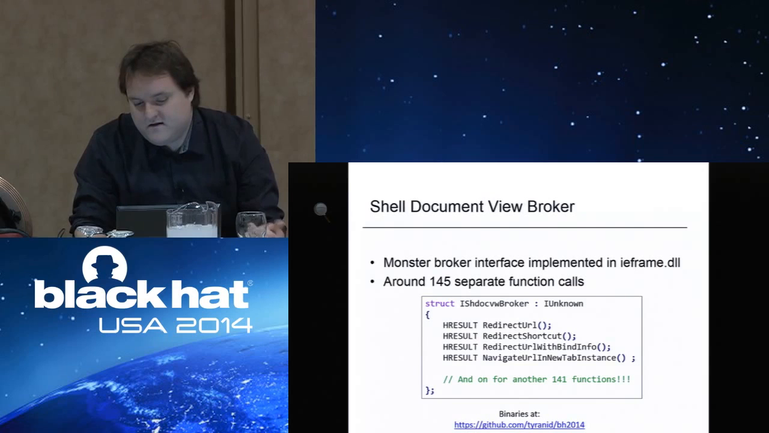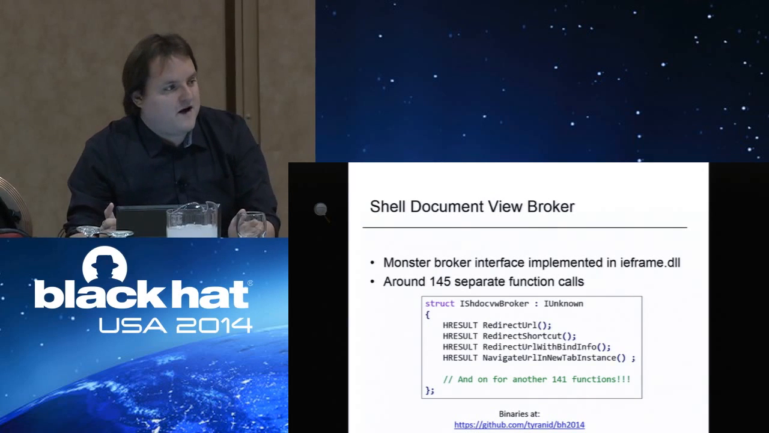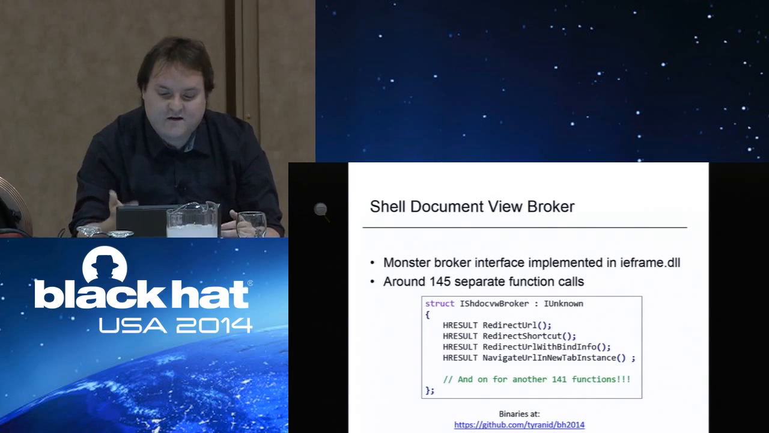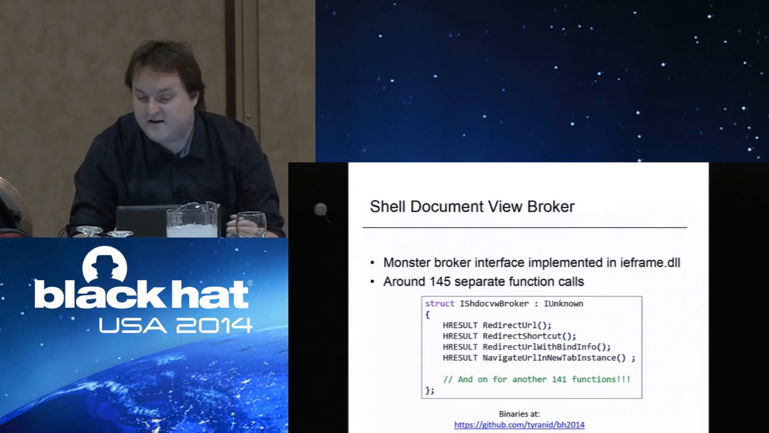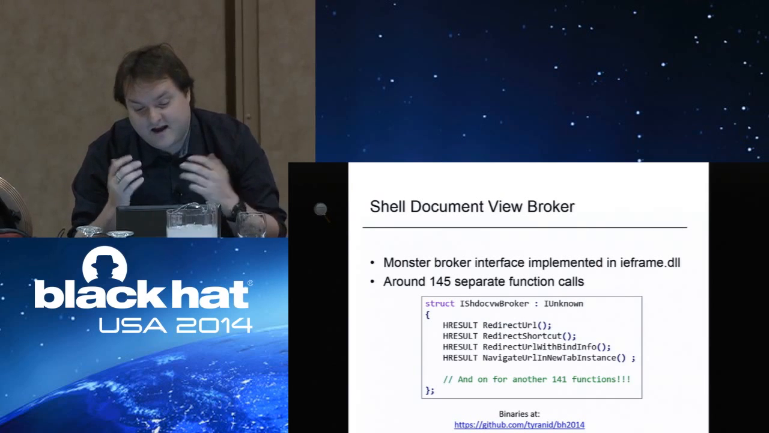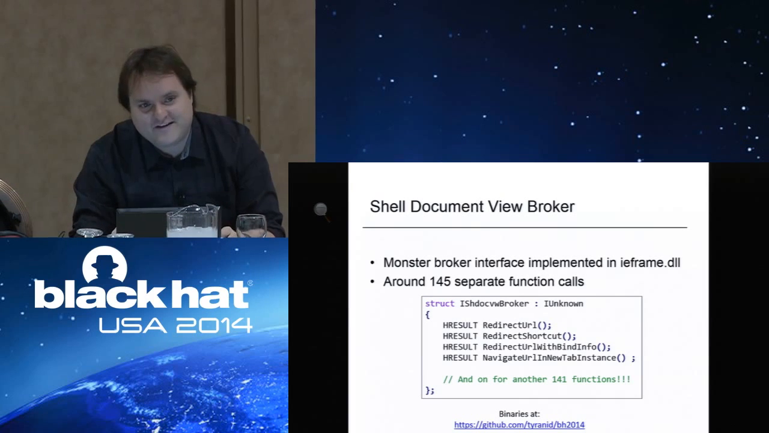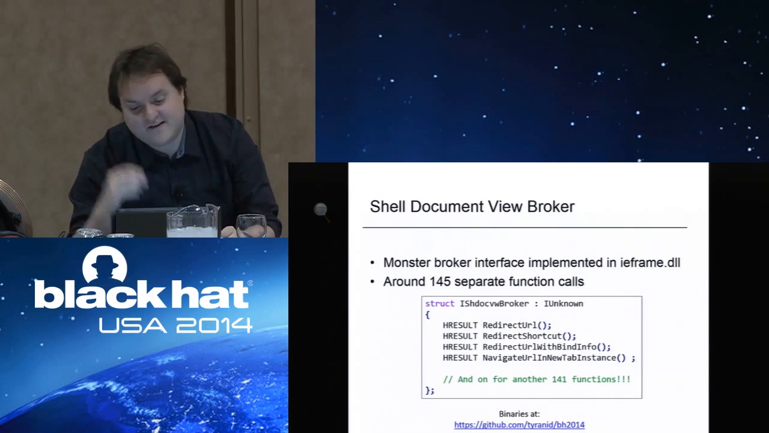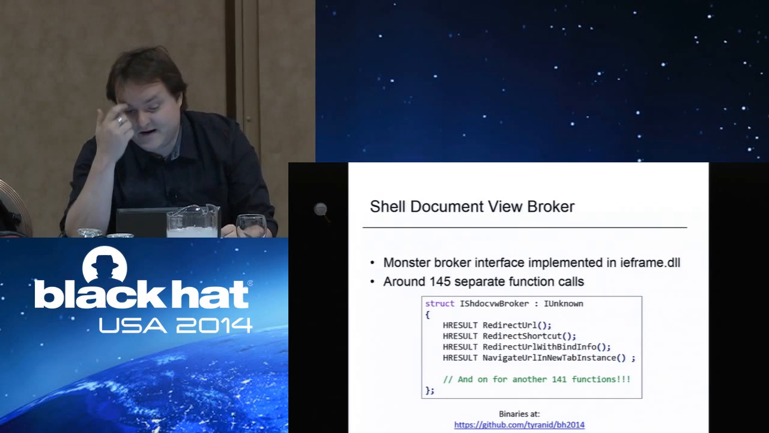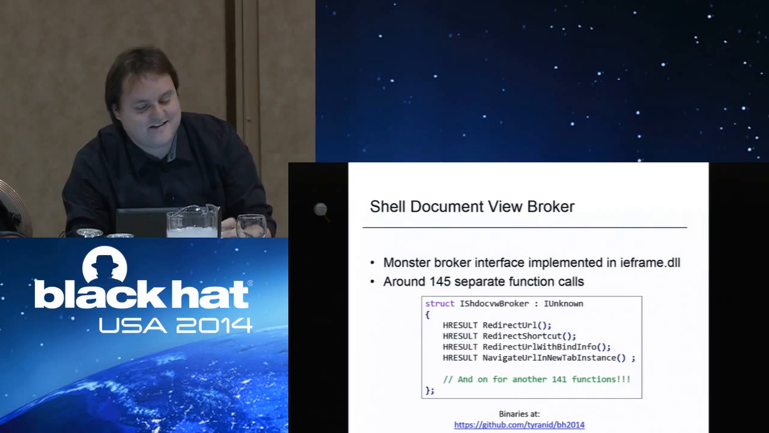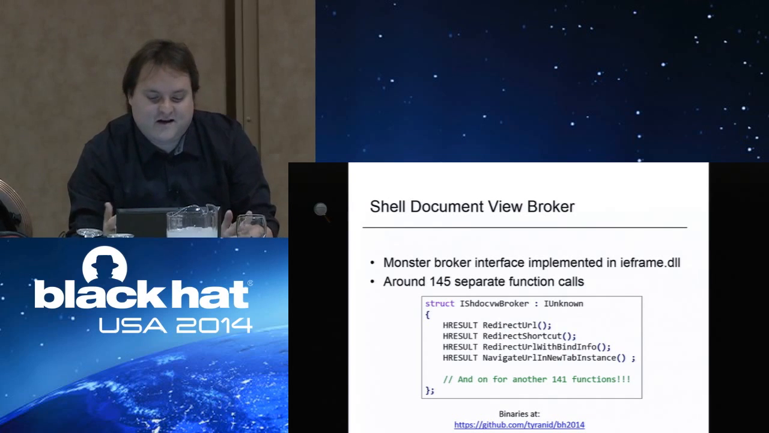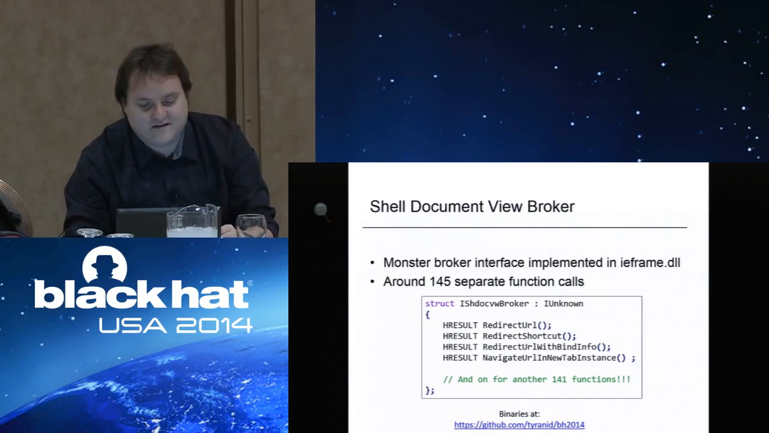So the main reason I wrote my little script to dump the interface is because one of the first things I saw was this shell document view broker. The interface contains around 145 functions. Now that's far too many functions to be manually typing into anything. So obviously I wrote a quick script to dump it. And in my opinion, 140 odd functions seems too many to be a secure object. And it turns out that there were various security issues in that.